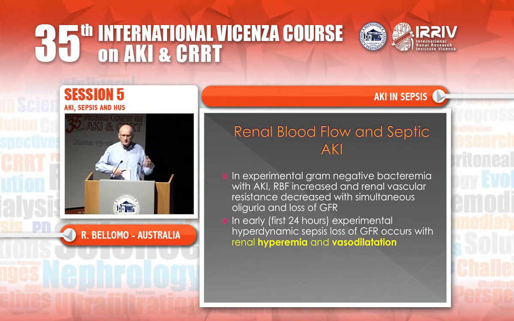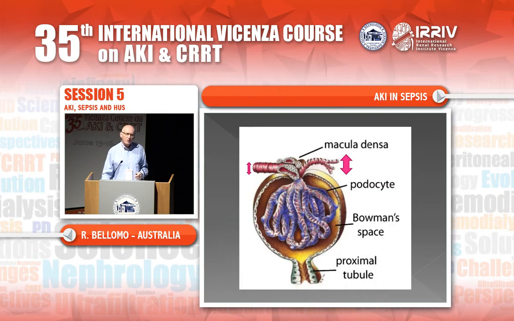So in these models that we've reproduced and other people have reproduced with gram-negative administration, it appears that you have loss of renal function with oliguria and a rising serum creatinine and loss of creatinine clearance in the setting of renal hyperemia and vasodilatation. And I think that's important because many of you would have grown up with medical school teaching that all acute renal failure must be due to vasoconstriction, which is, of course, manifestly untrue, at least in the animals.